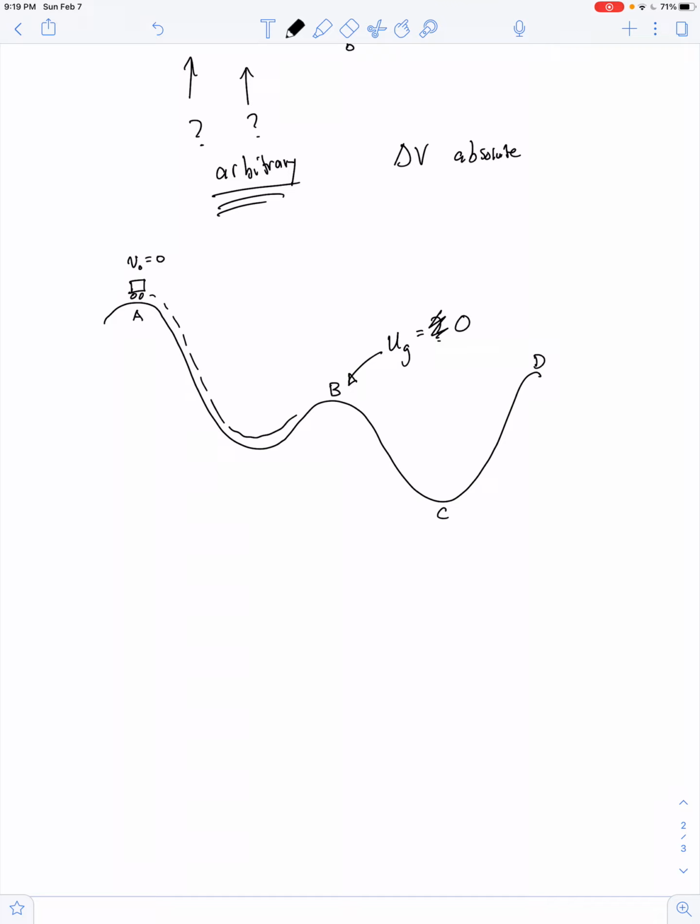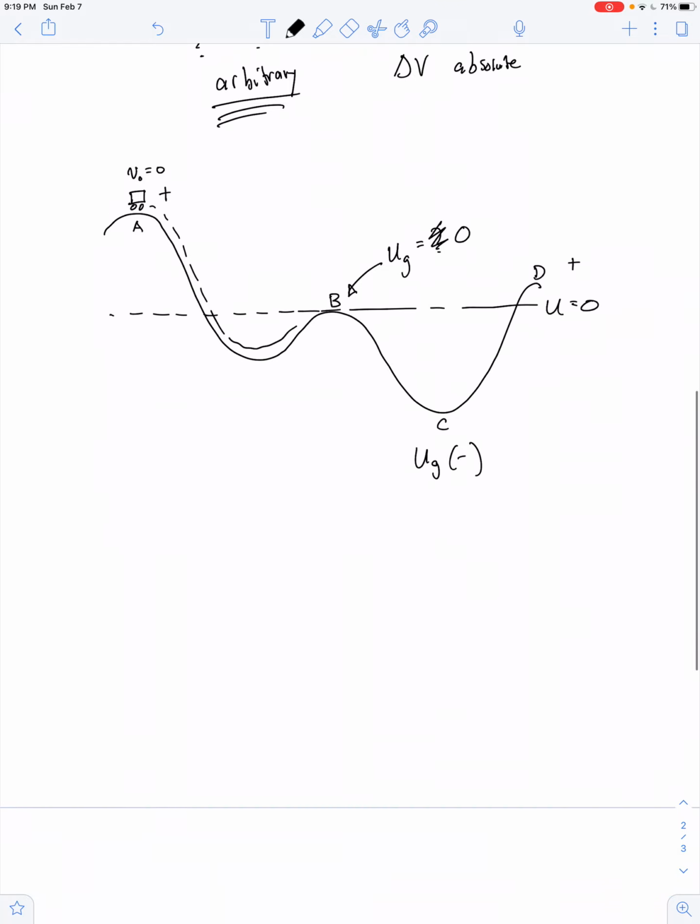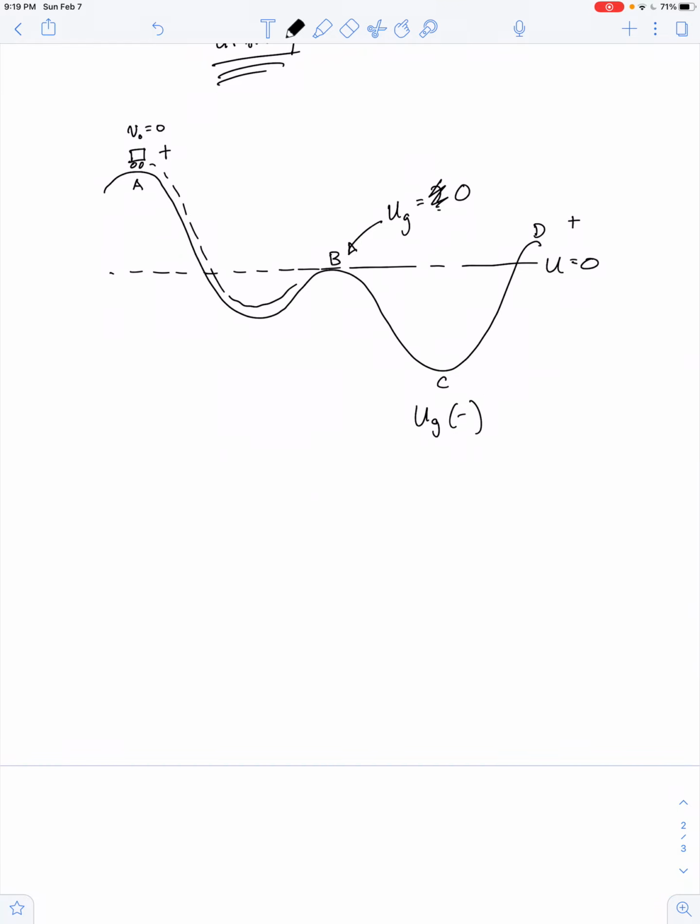Then all I know is the gravitational potential energy at point C must be negative. At point D, it's positive, but not as great as it is at point A. In other words, if I want to make a reference level where I say gravitational potential equals 0, then everything from there has to fall into place relatively. Of course, maybe it would be more convenient to say, no. The gravitational potential energy is equal to 0 at the very lowest point, at the dip at point C.